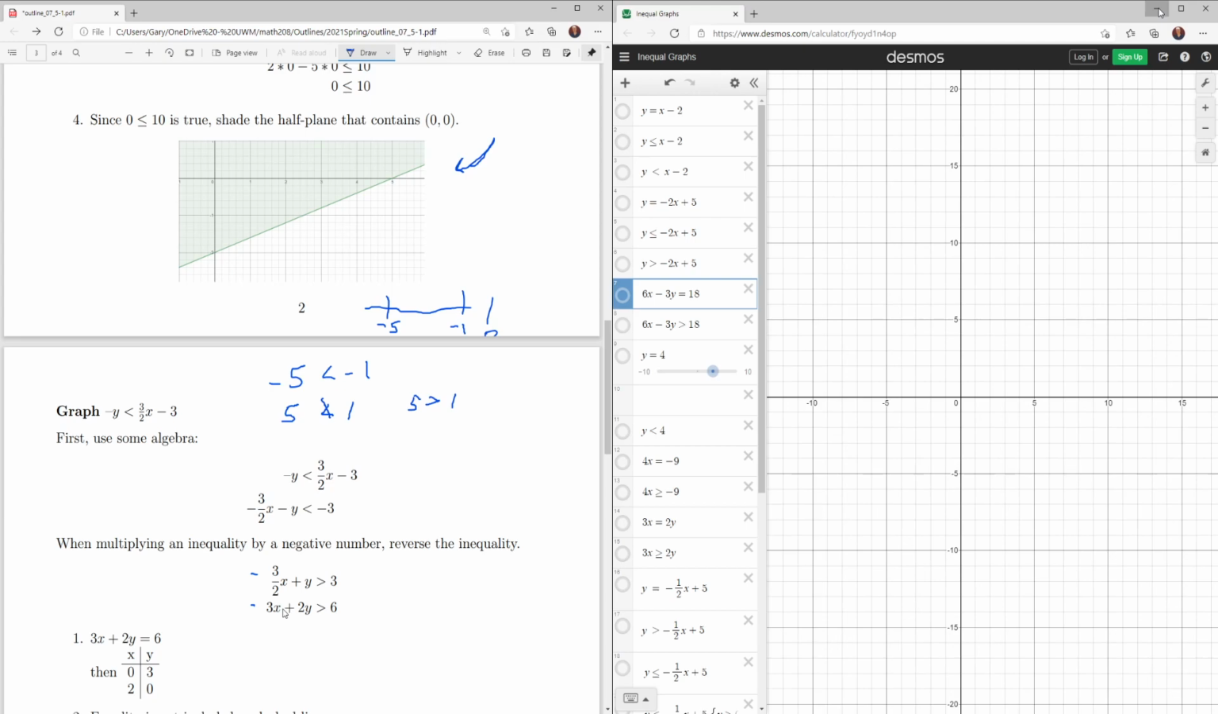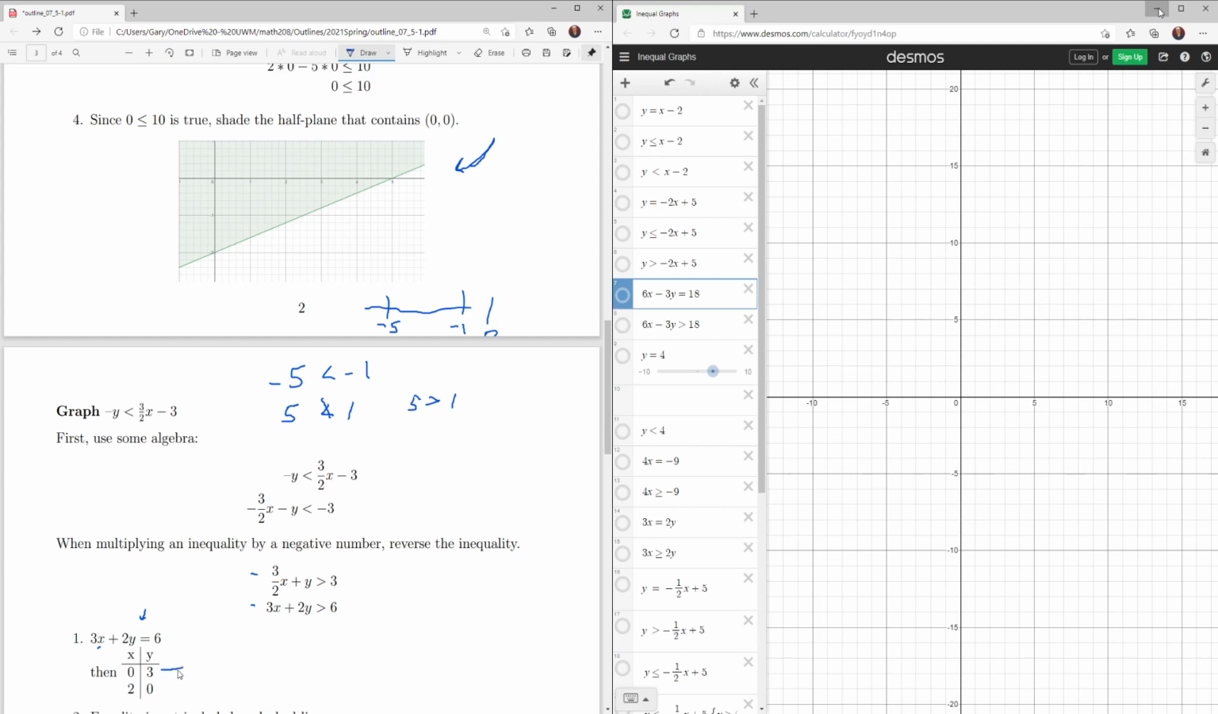We want to graph this. Let's first graph the line. We're going to start by graphing the line 3x plus 2y is equal to 6. How do we do that? We start by setting x equal to 0. When we set x equal to 0, we have 2y equals 6, so y equals 3.